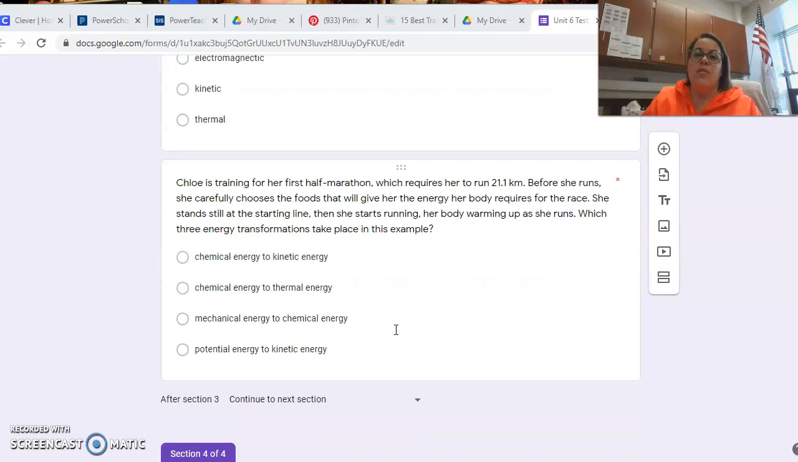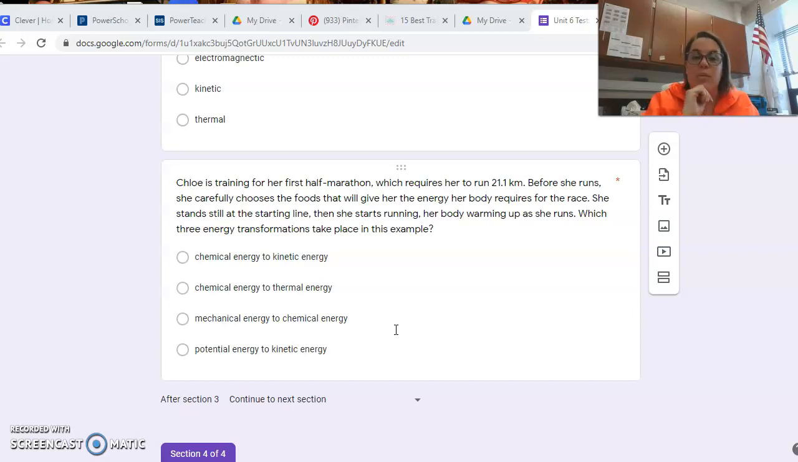Chloe is training for her first half marathon, which requires her to run 21.1 kilometers. Before she runs, she carefully chooses the foods that will give her the energy her body requires for the race. She stands still at the starting line, then she starts running, her body warming up as she runs. Which 3 energy transformations take place in this example?